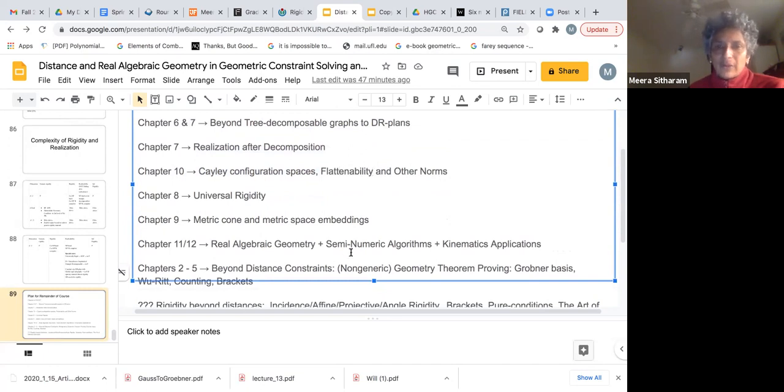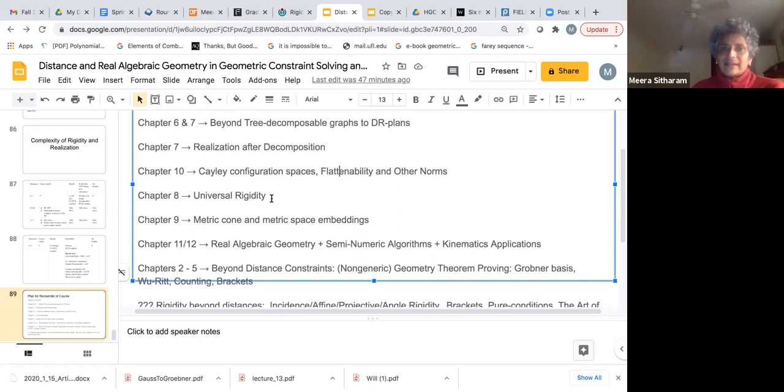Now here comes the problem. I didn't quite know how to order these 4 topics. They're all kind of equally related to each other. There are arguments to say that I should talk about the kinematics ones immediately after this. There are arguments to say that I should talk about metric cones and other things related to other norms before I talk about universal rigidity. You could do these 3 chapters in any order you want after this chapter, but we'll choose one ordering.